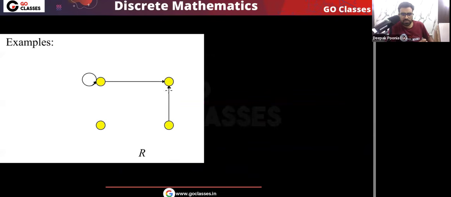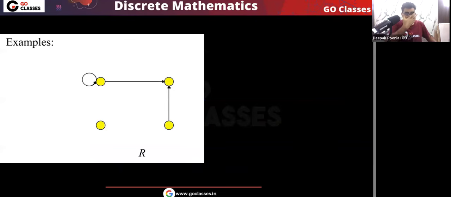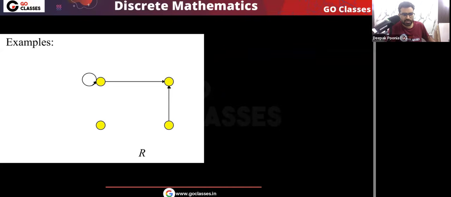Tell me the answer for this question. The relation R is given to you in the graph format. In the graph representation, we need to find the reflexive closure of R, and we also need to find the symmetric closure of R. So what will that be?